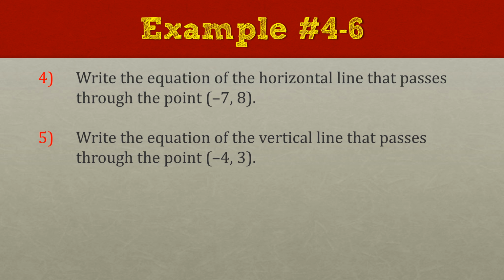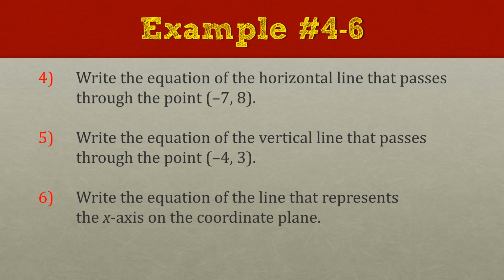What's the vertical line passing through the point -4, 3? X equals -4. Good. What's the equation of the x-axis? Is the x-axis horizontal or vertical? Horizontal. So is it y equals or x equals? Y equals. Y equals what? 0.